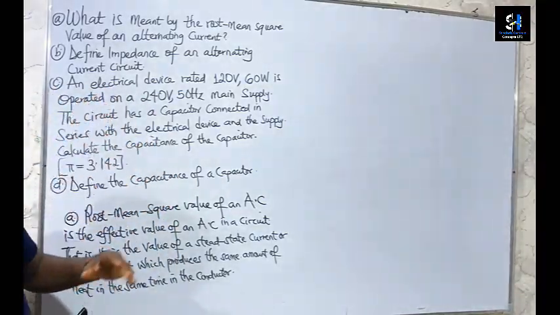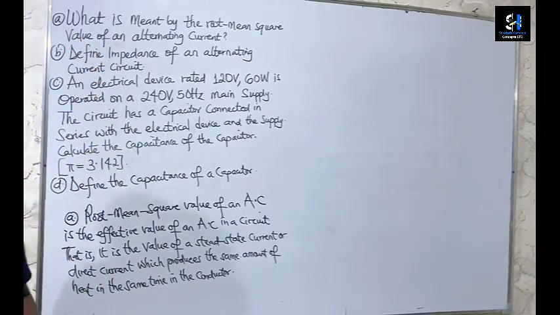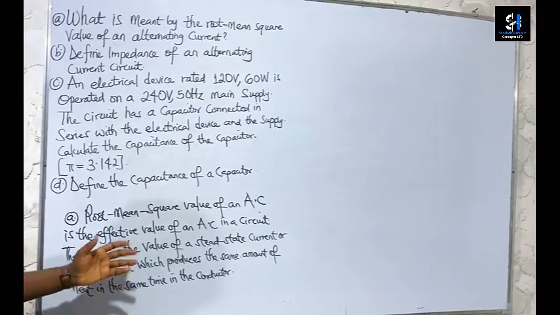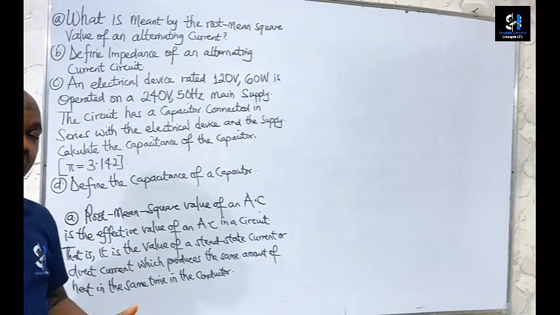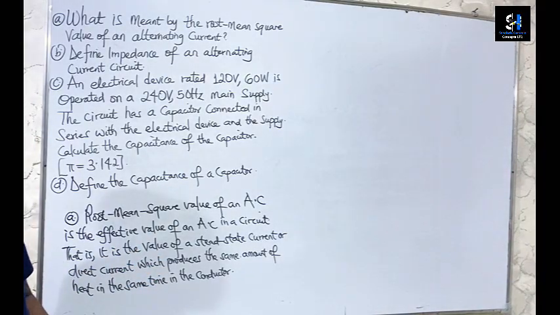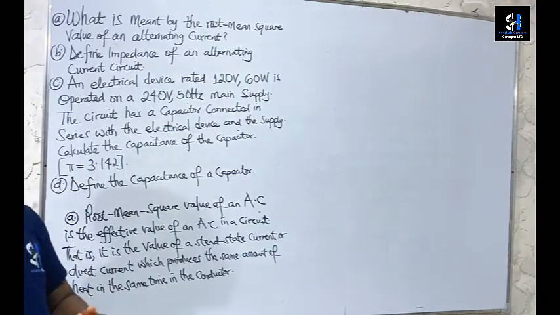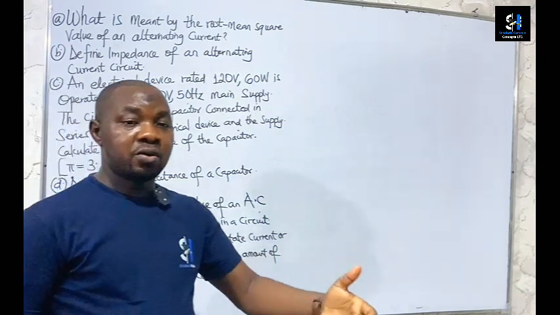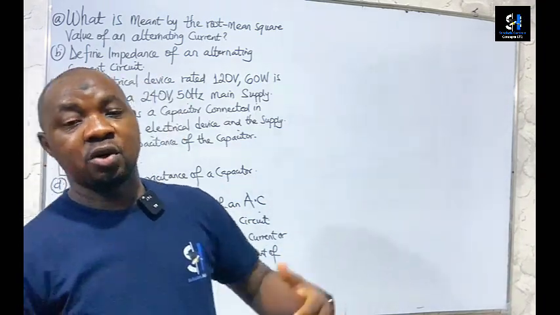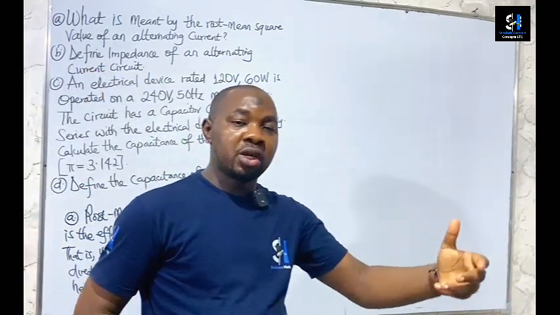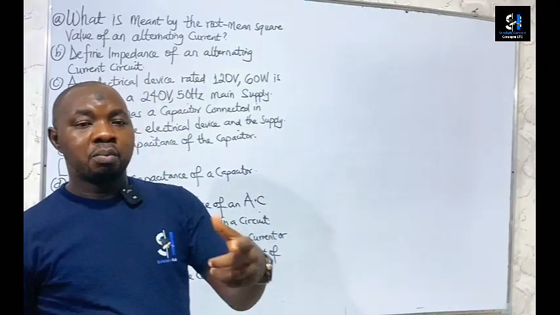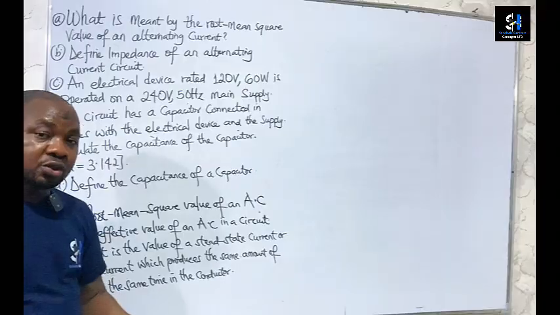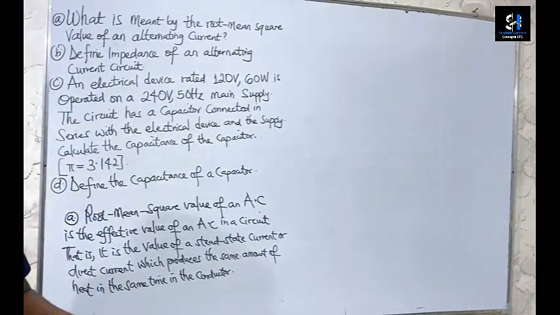But as the question goes, what is meant by root mean squared value of an alternating current? It also means effective value of an alternating current, the same as the value of direct current. I said AC current, that is alternating current, is a current which first flows in one direction called positive direction, and then in another direction called negative direction.